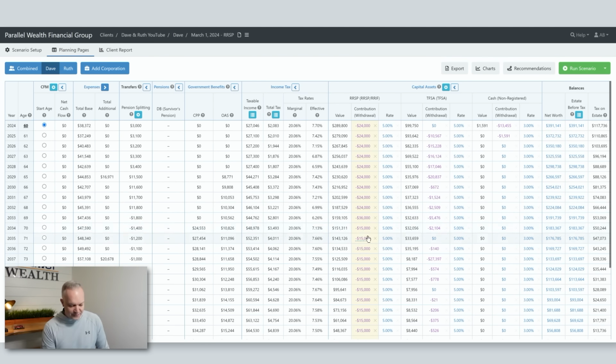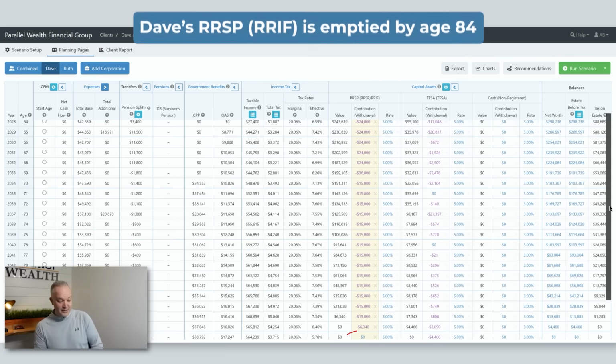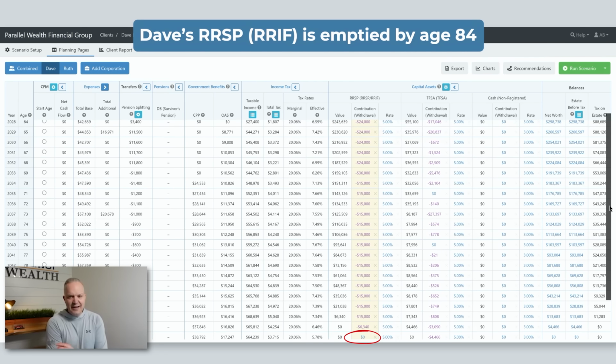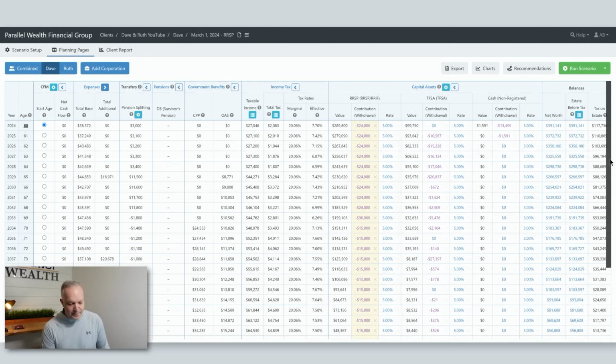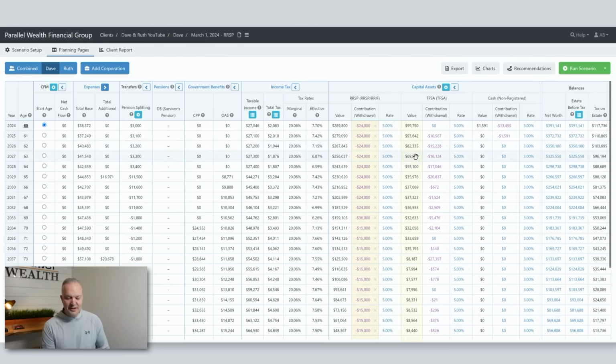Then later on, it's about $15,000. So once CPP starts, we're winding down by about $15,000. And for Dave here, his RSP is emptied out by 84. So again, mid 80s is typically our target, life expectancy. So we want to empty it out. The side benefit of that is that, look at this. Dave still has a TFSA account all the way through retirement. He's spending a bit. If he's going to spend the full $73,000, he's still spending a bit of his TFSA, but he's not winding it down in the first 4 to 5 years like he was previously.